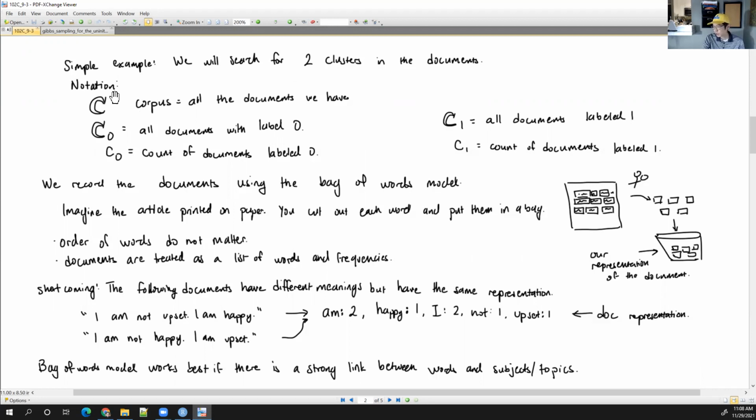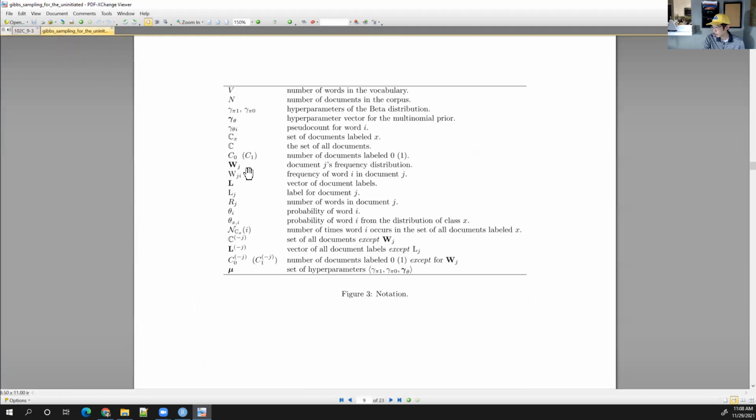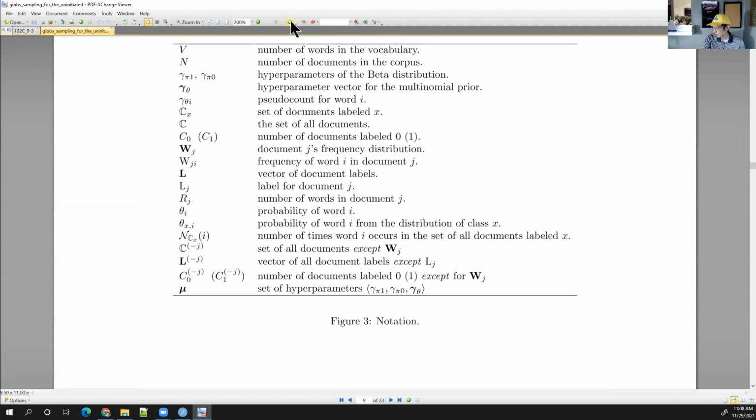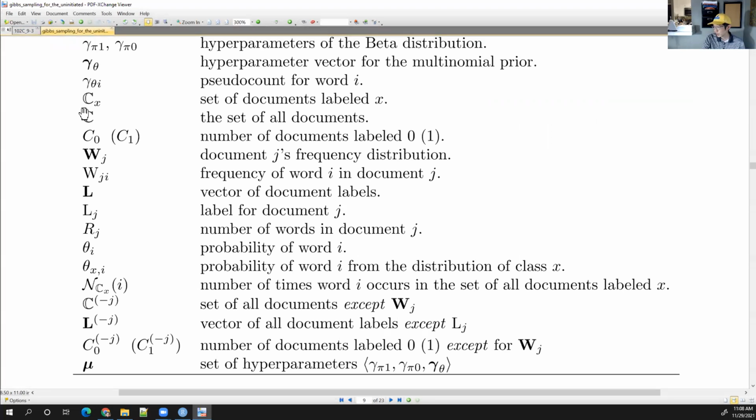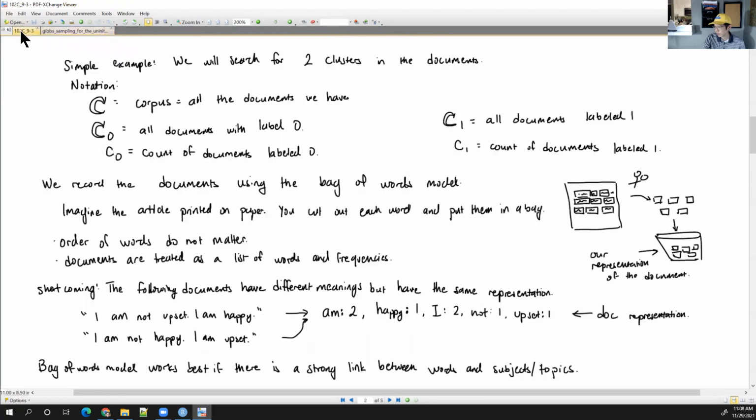So a little bit of notation. We've got this fancy C. This is the corpus of all the documents. So let me zoom in. This would be this fancy C right here. This is the set of all documents. This is known as our corpus.